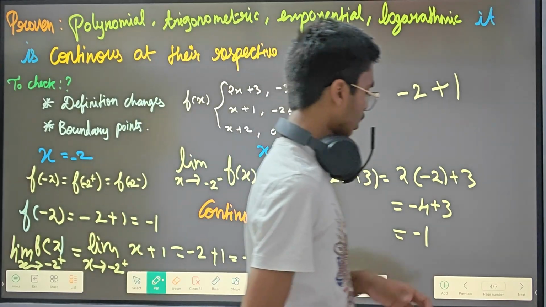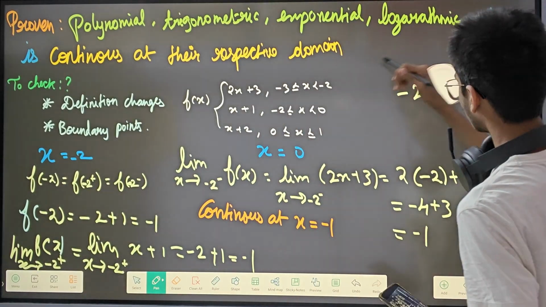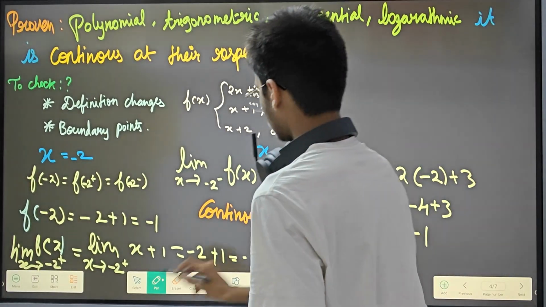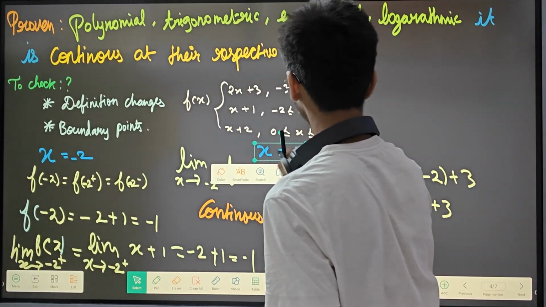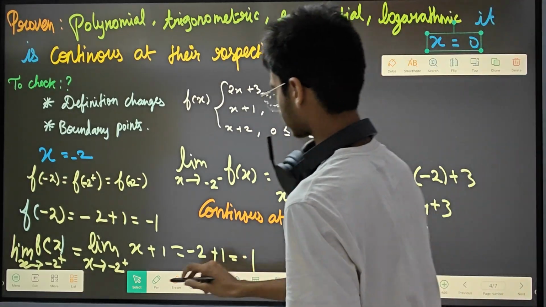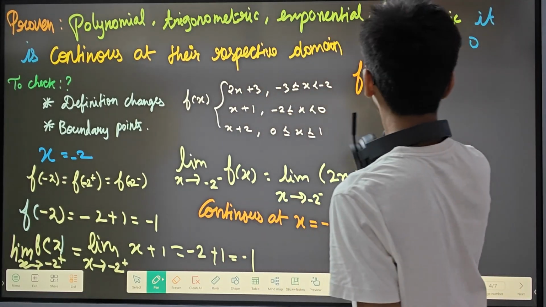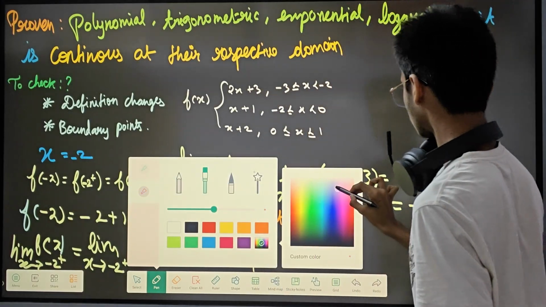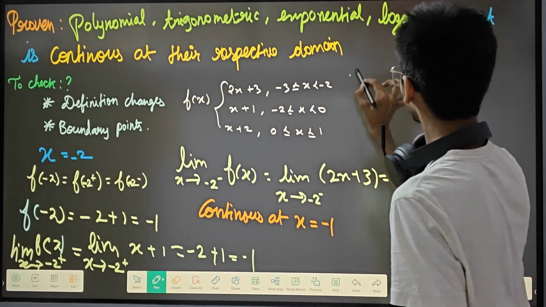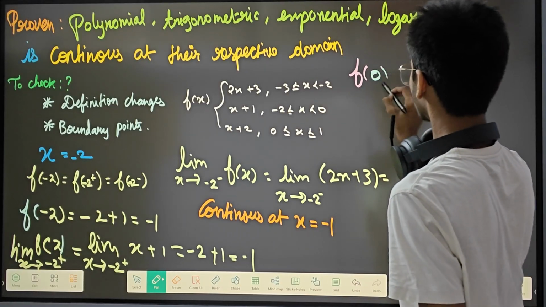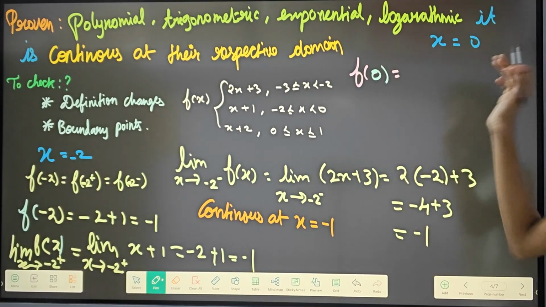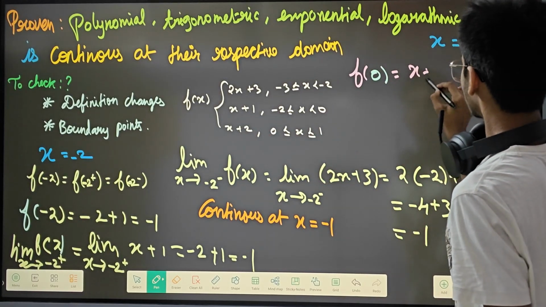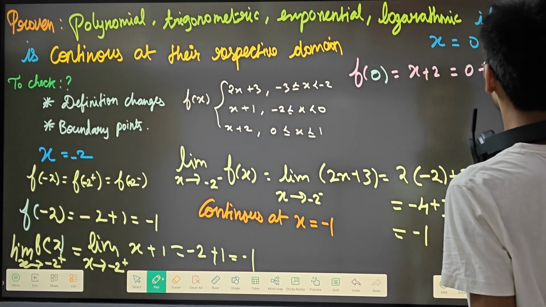Then now what you are going to do is check at x is equal to 0. So f of 0. Now I have to use this function, right? So that means x plus 2, which is equal to 0 plus 2, which is equal to 2.